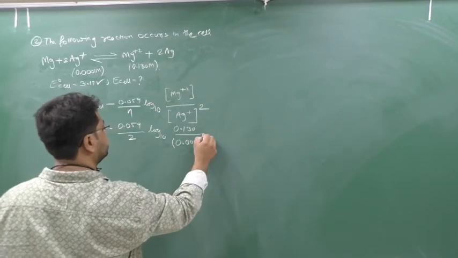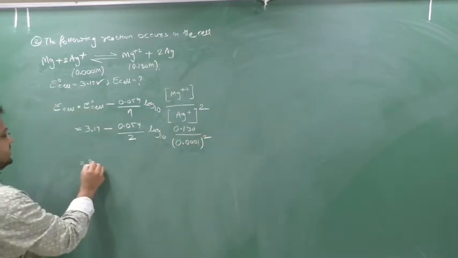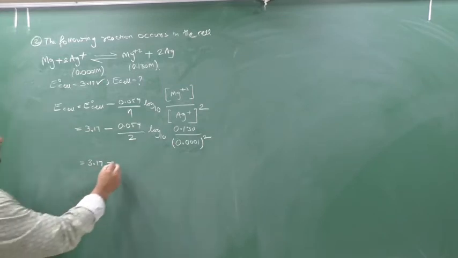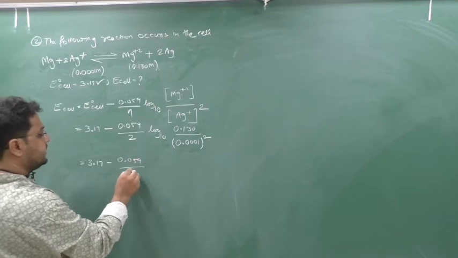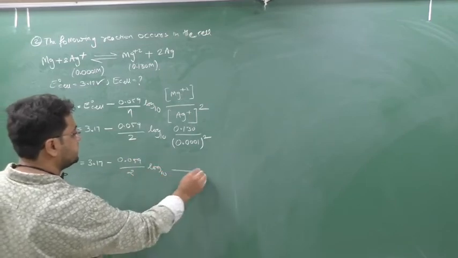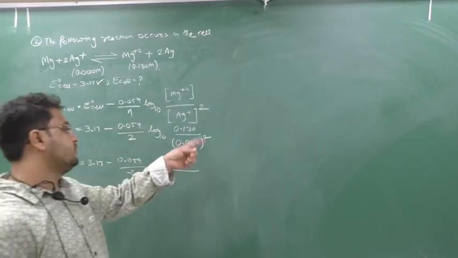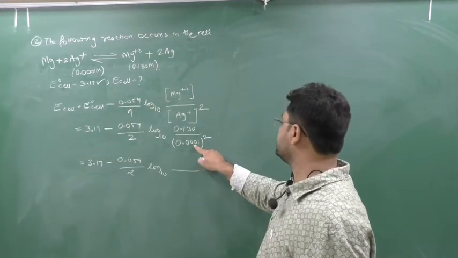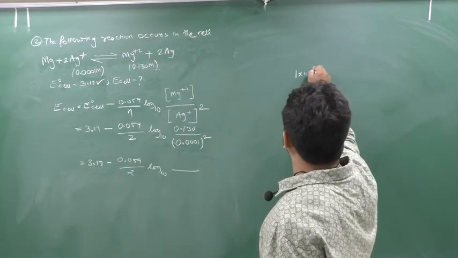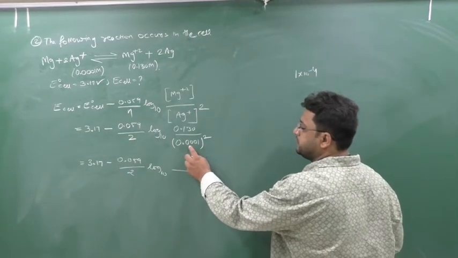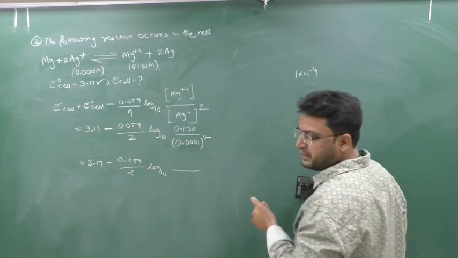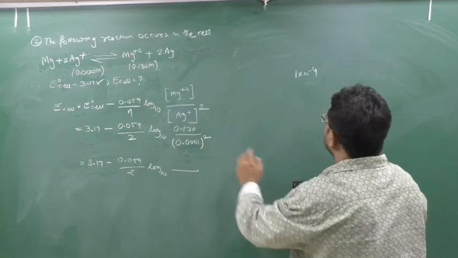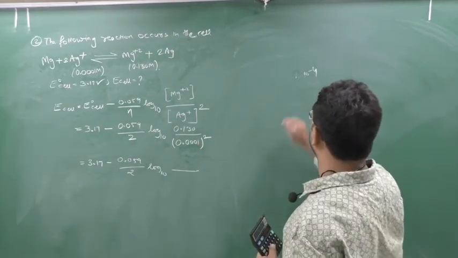Whole square. So that is 3.17 minus 0.059 by 2 log to the base 10. First you have to multiply this 0.001 into 0.001. See here, without a calculator, how can we solve? 1, 2, 3, 4. So I can write it like this also, 1 into 10 to the power minus 4. Yes or no? Since you are coming in the positive x direction, we have to put minus. So 1 into 10 to the power minus 4. In short, 10 to the power minus 4 only, no?